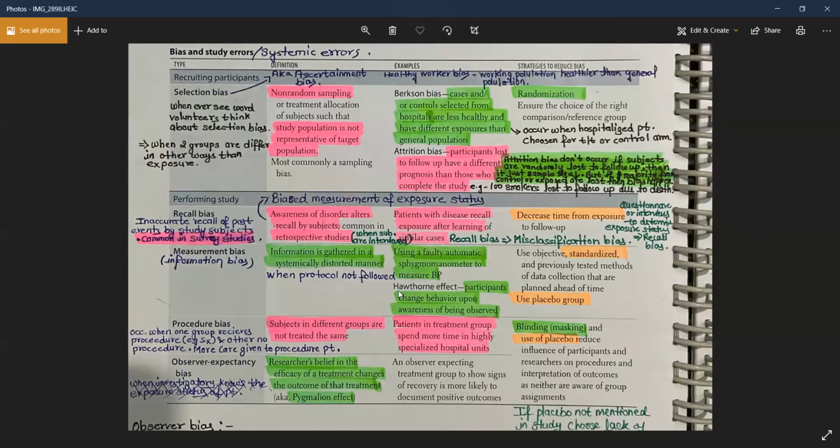So this is the Hawthorne effect. When the patients know that they are under study, they will change their behavior and they will deviate the data of the study. Okay.